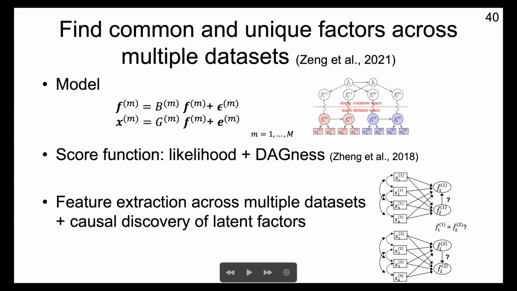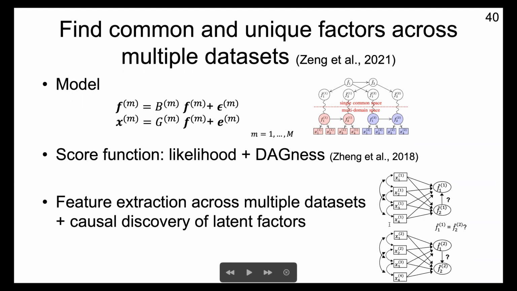We can also use multiple datasets to estimate the causal relationships of latent factors. In this model, we can also find such latent factors that appear commonly across those multiple datasets, and also those that only appear in some datasets. This is how the estimation looks like in the figure.